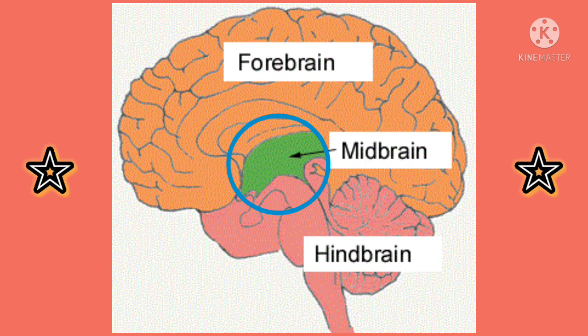Functions: they control visual and auditory reflexes. Visual means the sense of sight. Auditory reflexes means hearing through the ears. Clear, children? Okay. I hope you understood.